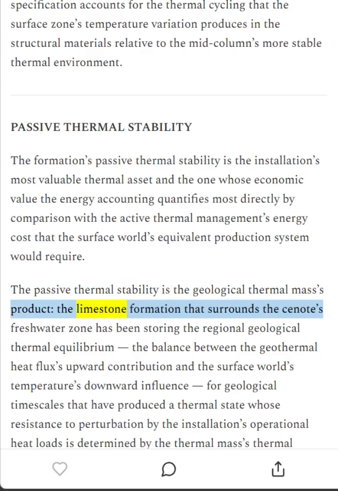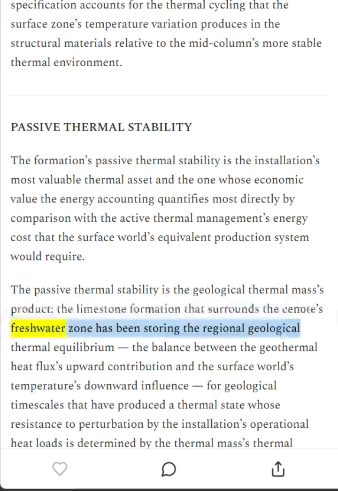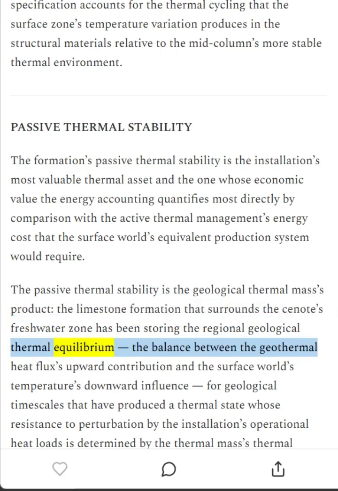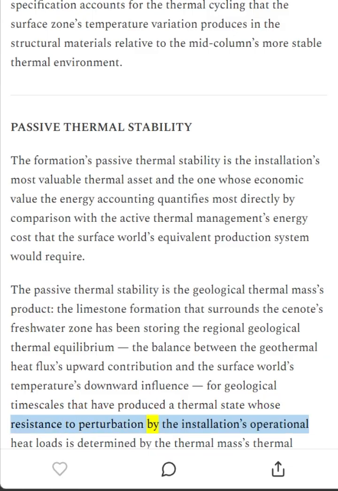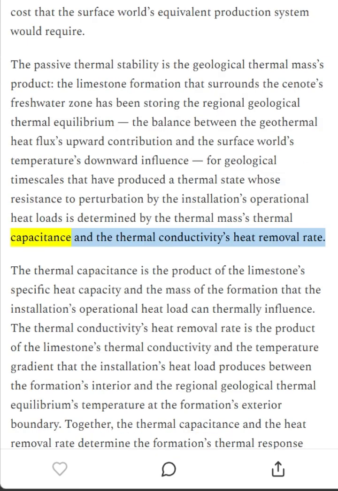The limestone formation that surrounds the cenote's freshwater zone has been storing the regional geological thermal equilibrium, the balance between the geothermal heat flux's upward contribution and the surface world's temperature's downward influence, for geological timescales. That has produced a thermal state whose resistance to perturbation by the installation's operational heat loads is determined by the thermal mass's thermal capacitance and the thermal conductivity's heat removal rate.